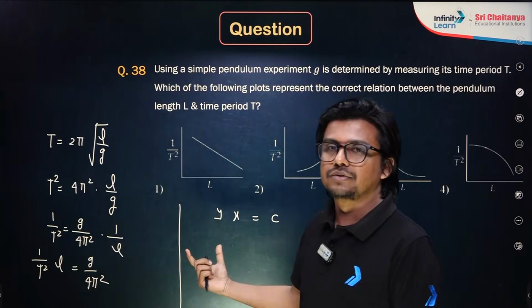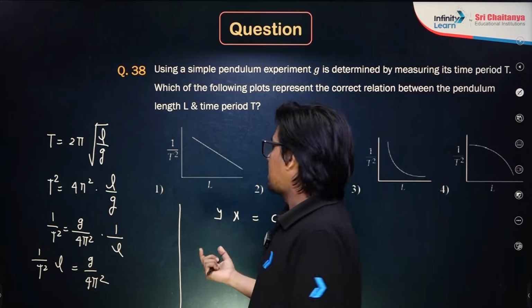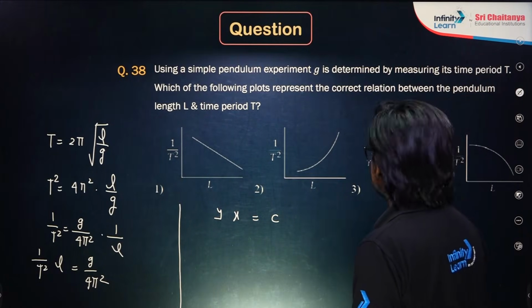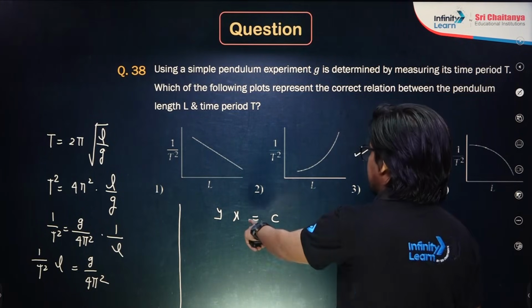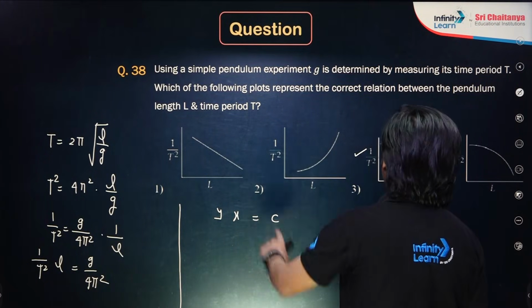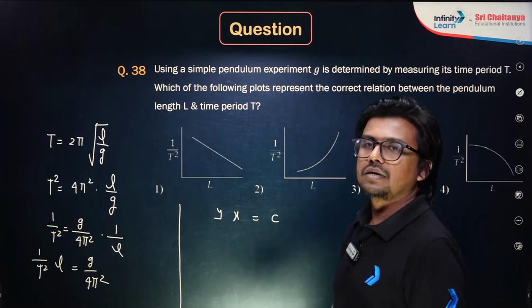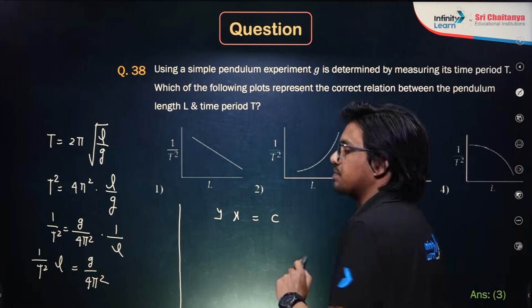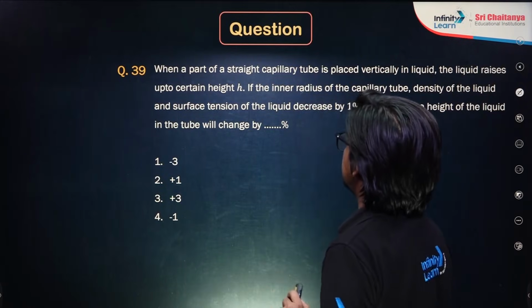So this equation is actually representing a rectangular hyperbola. So the correct answer here is, as the length is increasing, so this will be the answer. As the x is increasing, value of y is decreasing. So third option, rectangular hyperbola will have this shape. This is the answer. Third option is the correct one. Now the next question, question number 39.